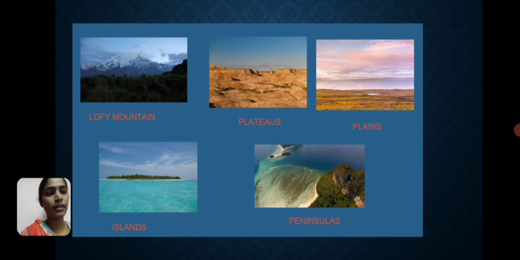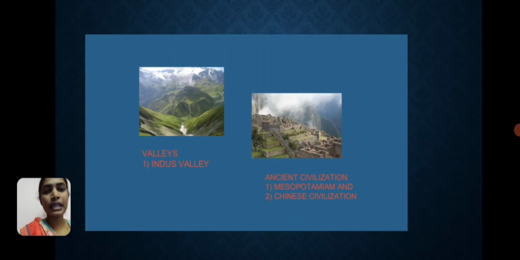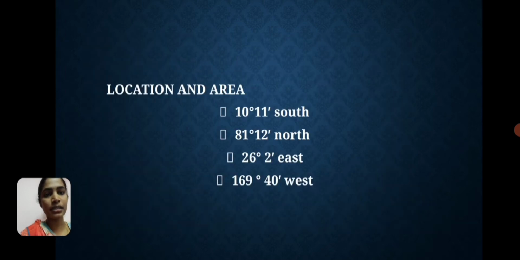In this continent, many perennial rivers flow through Asia. The rivers like the Indus valley, and Asian civilizations like Mesopotamia and the Chinese civilization. Okay, what civilization? Chinese civilization. And the next is location.